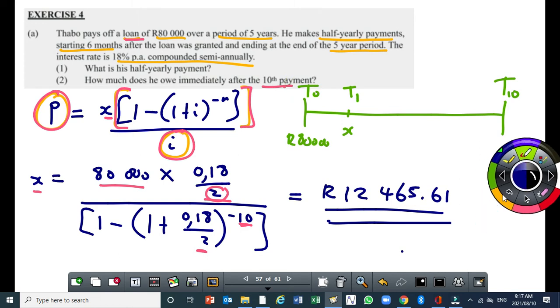All right. So now to calculate the balance outstanding, we don't use n, because n is the full time period in terms of the number of payments. So we have to use m. But in this case, since we want to calculate how much he owes after the 10th payment, the m is going to be equal to n. Let me write the formula.